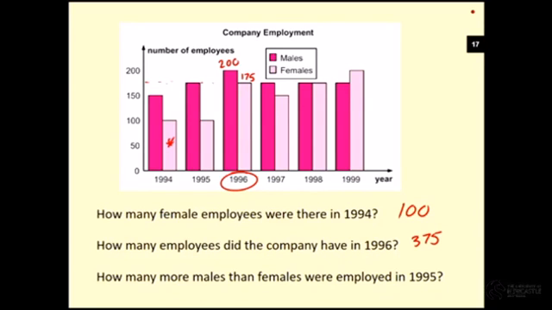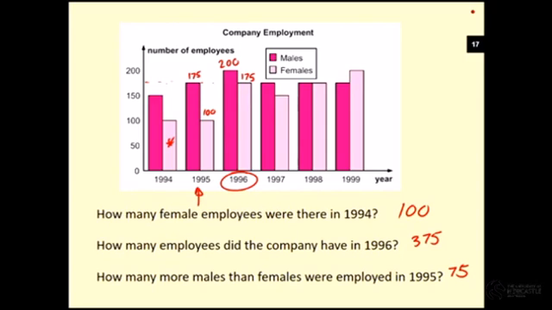How many more males than females were employed in 95? They're saying, firstly, that there were more males than females. That's true. Light pink is less than dark pink. And how many more means what's the gap? So we had 175 males and we had 100 females. So how many more? There were 75 more male employees than female employees in 95. So the numbers aren't bad, it's just reading it properly and safely and maybe slowly at times.